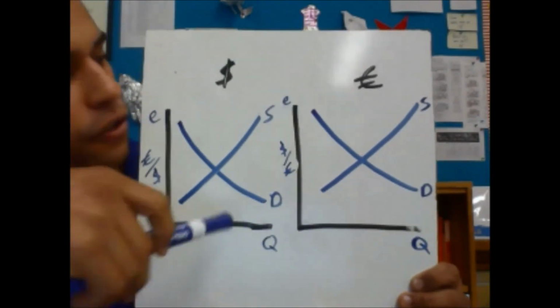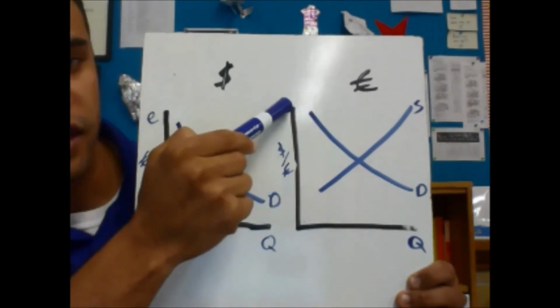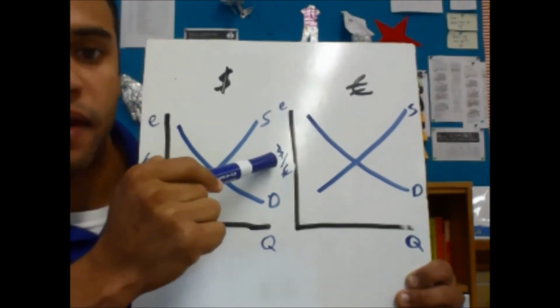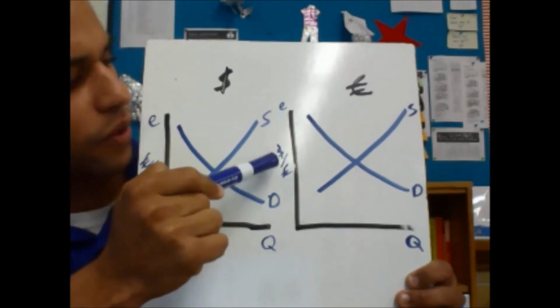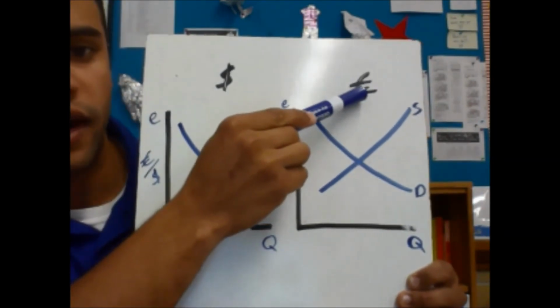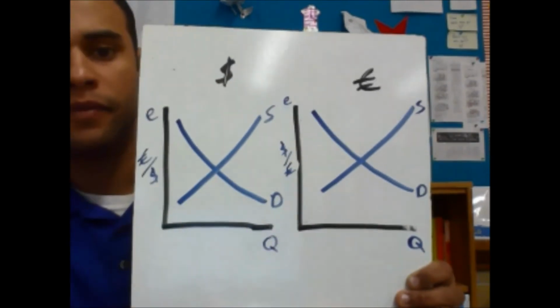Next to it, you've got the euro market, and you've got exchange rate and quantity. You've got the mathematical phrasing of that, which is dollars over euros, because remember, euros is the market we're graphing. It's in the denominator, and the supply and the demand.